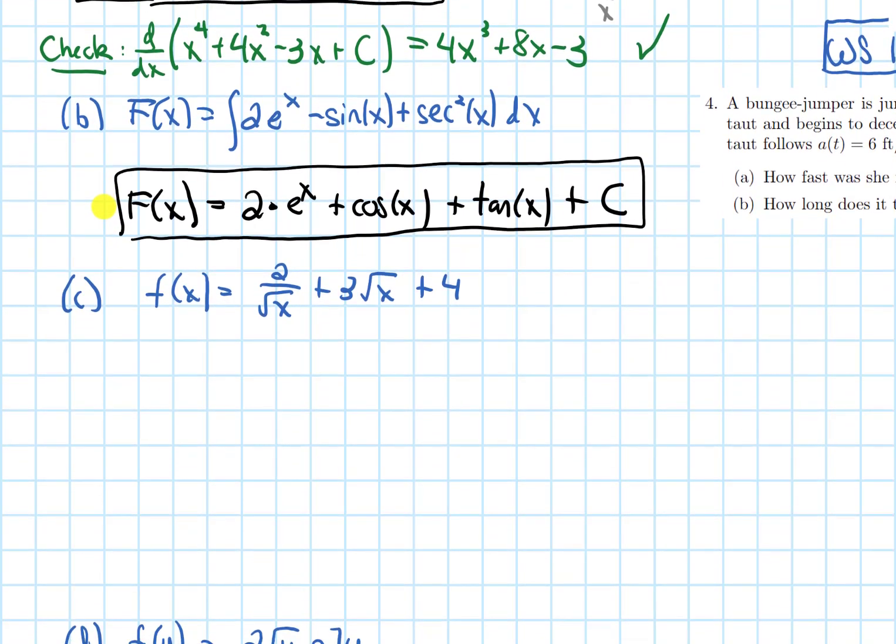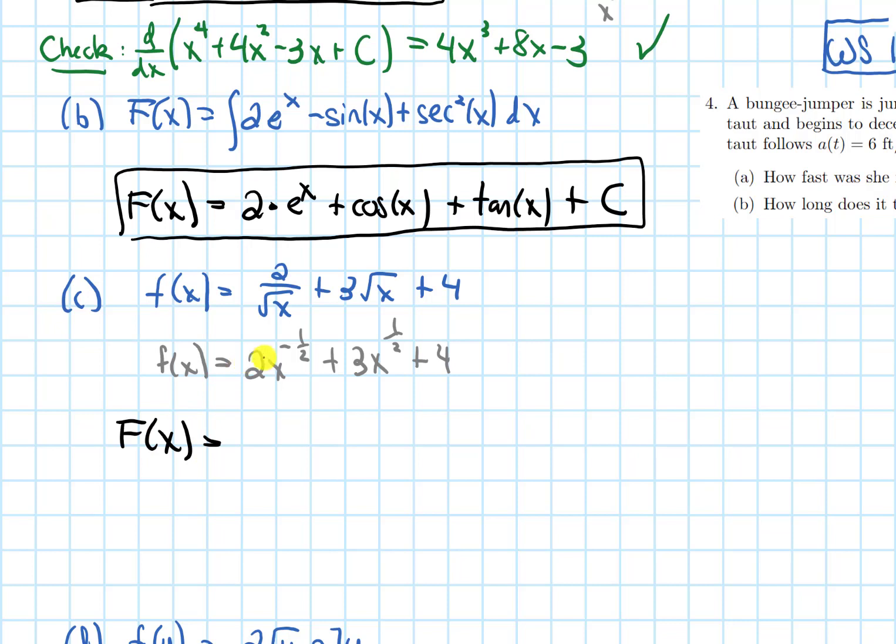Okay, so for C, I have to do an antiderivative involving this square root function. This time I haven't written an integral here, I've just written the original function. So before I do this antiderivative, let's simplify this. I can rewrite this first fraction as 2x to the -1/2. The next term becomes 3x to the 1/2. And then plus 4. Now we're ready to do the antiderivative, which I'll call capital F of x.